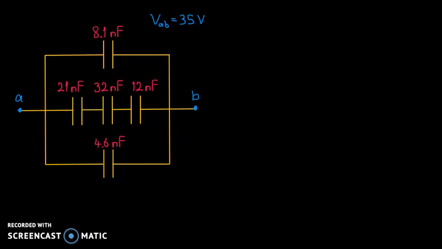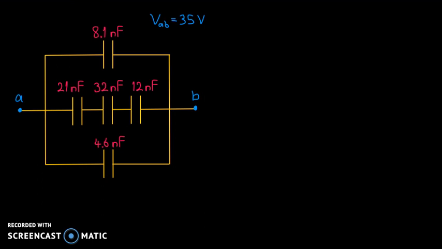We have 5 capacitors connected in this specific pattern. All the capacitance values are given, and the potential difference between points A and B is also given, and it's equal to 35 volts. First, we'd like to find the equivalent capacitance of the whole system.